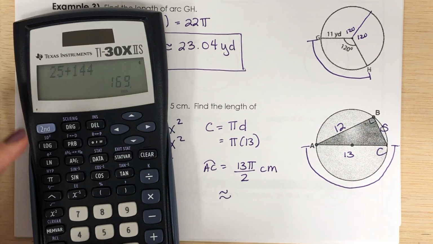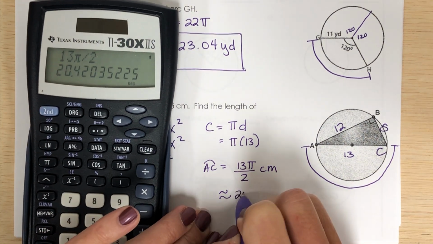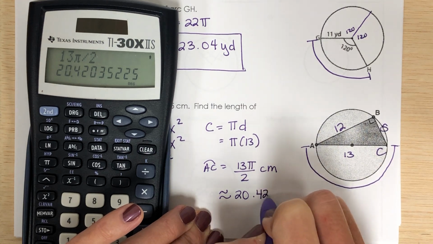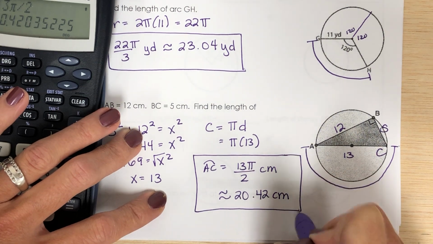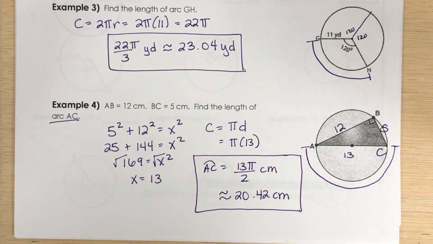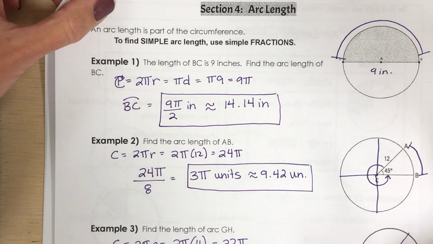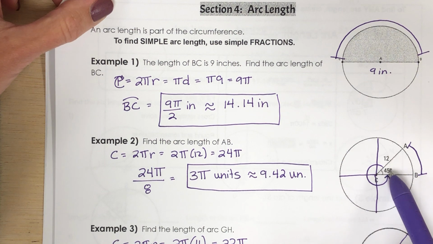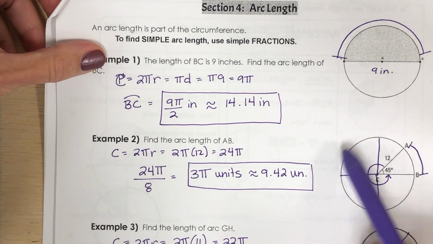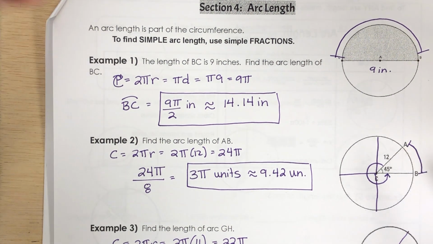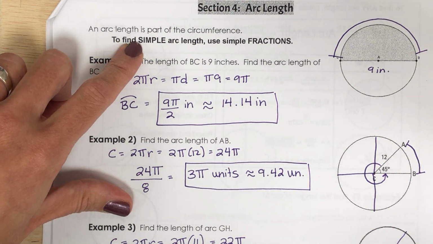And approximately, I'm going to say 13 pi divided by 2. That's approximately 20.42 centimeters. There we go. So when we're finding the arc length, if we have nice, easy answers, like our angle is a nice fraction of the whole, you can just find the entire circumference and then figure out what fraction of it you're dealing with. That works for nice numbers.